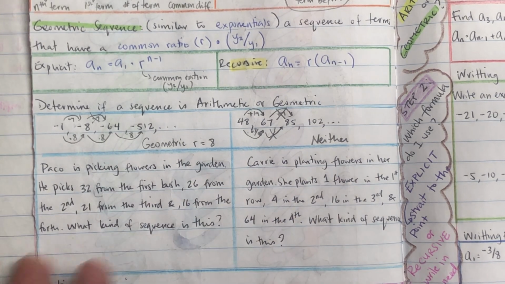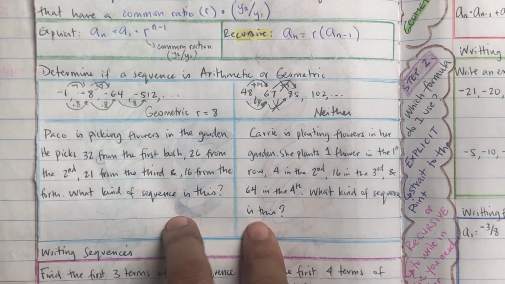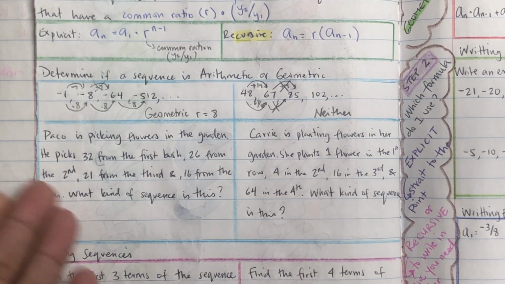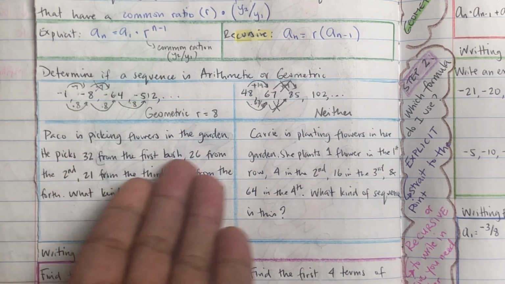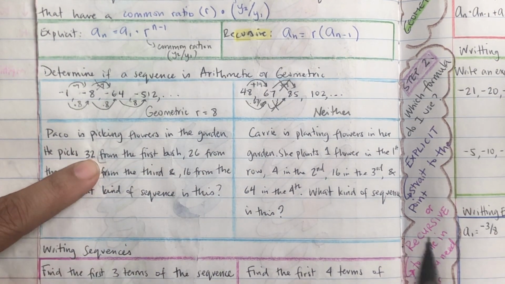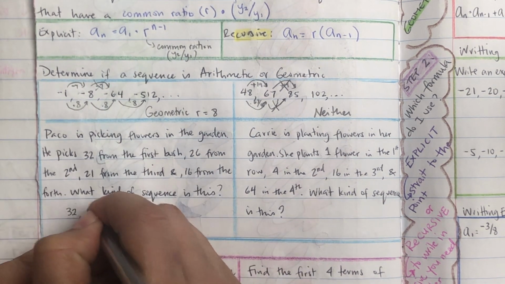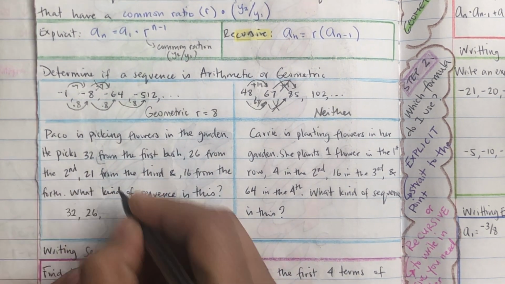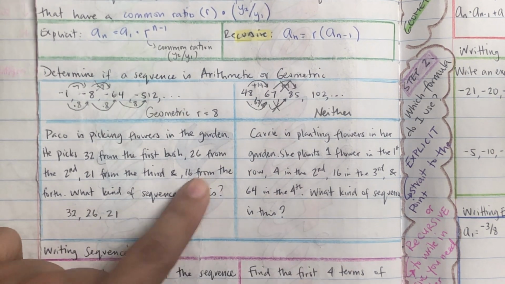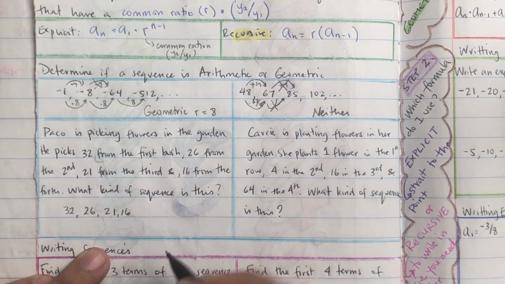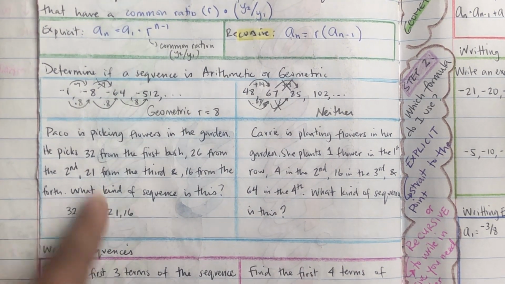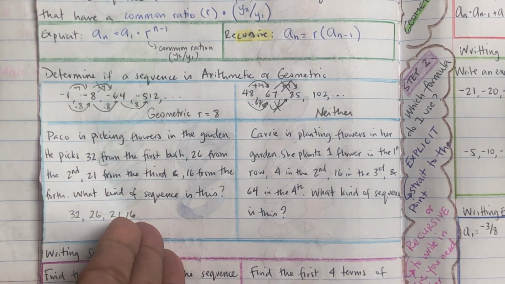Now, they're going to give it to you in word prompts. I don't care what they do. It's just the same thing over and over again. Find your numbers. Okay, so he's picking flowers in the garden. He picks 32, so you write down 32. You don't trip. And then 26, and then 21, and then 16. Okay, boom, boom, boom. Now you have numbers just like you had here. So it doesn't matter that they give you words.